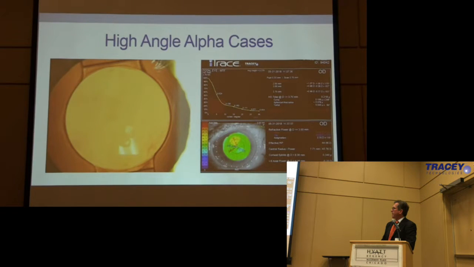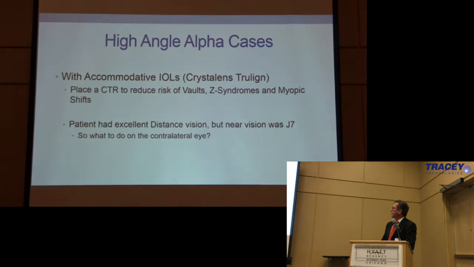So in this patient, I went ahead and put a true line toric in her, and as you can see, on axis. The only problem is, after surgery, the patient's vision was J7 for near. She was very happy with her distance vision, but her near vision wasn't what she was expecting. In all these patients, for crystalline users, I've gone now to using CTRs to really try to avoid vaults and Z syndromes, and that definitely has helped, but accommodation isn't great, as most of you know.